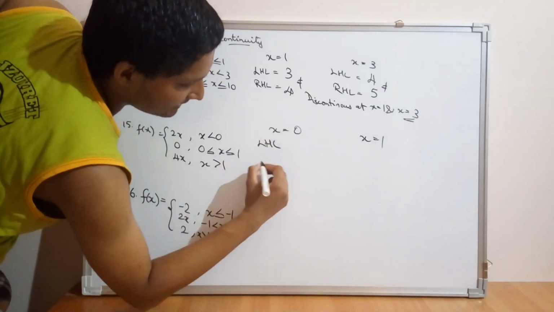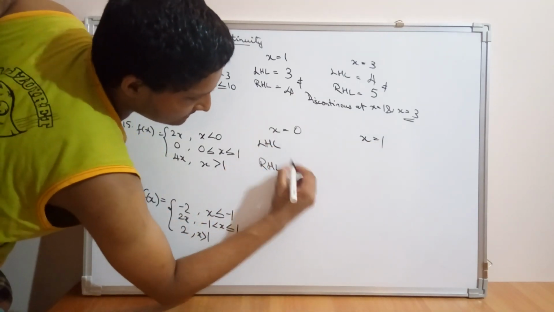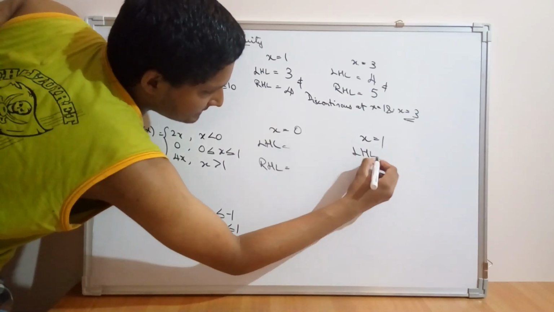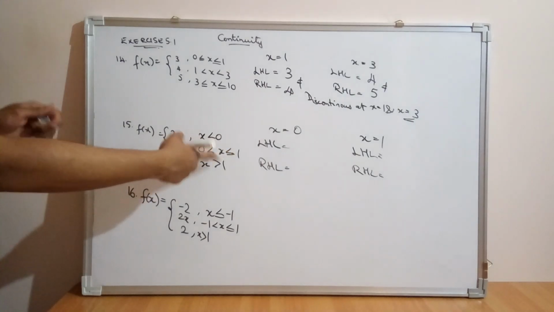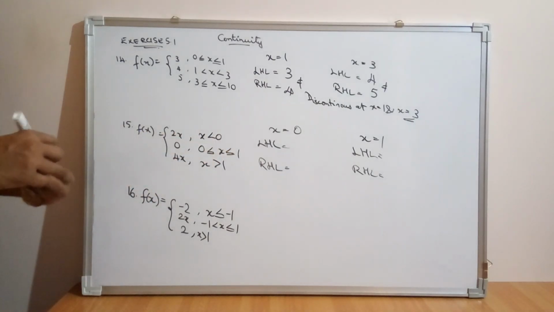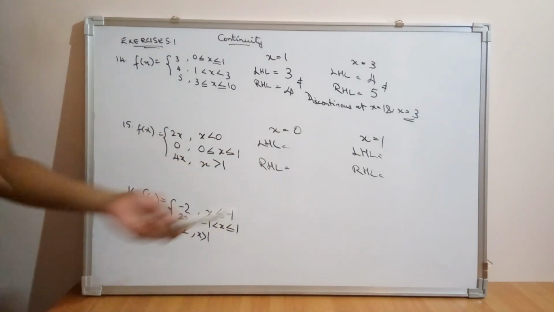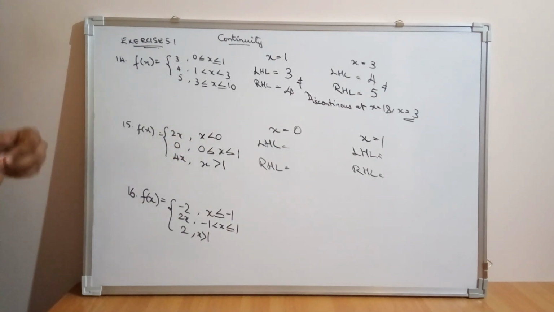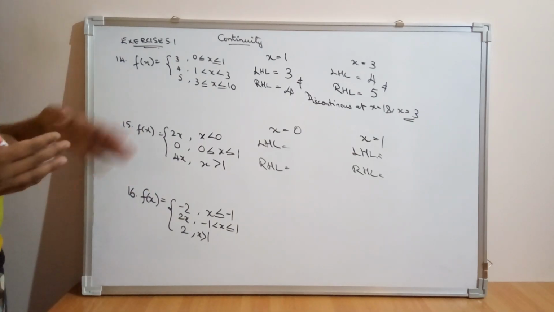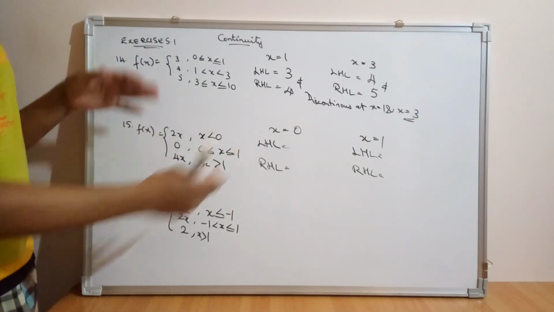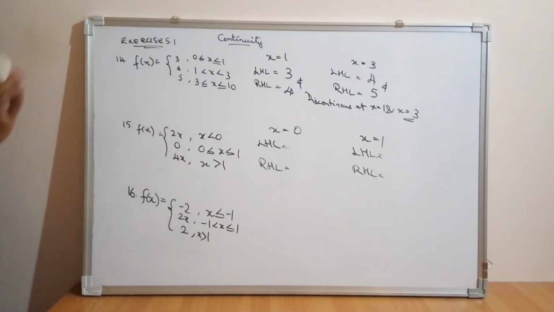Similarly, I think I can explain faster in this form. LHL, RHL. Since it's going to be equal in one of the cases, I am not bothered about the function at that particular point. So it can be equal to one of those limits. At last I need to check whether it is continuous. If these are not equal, I am not bothered about that.